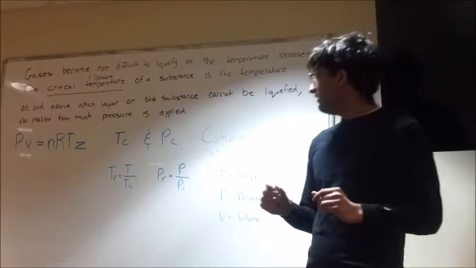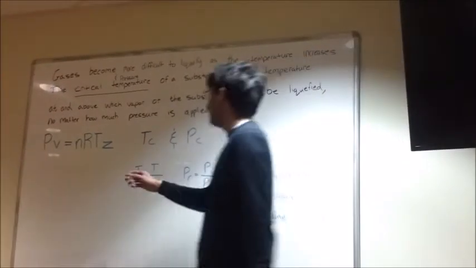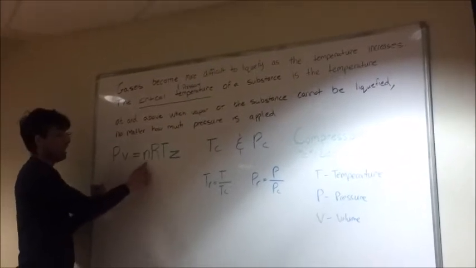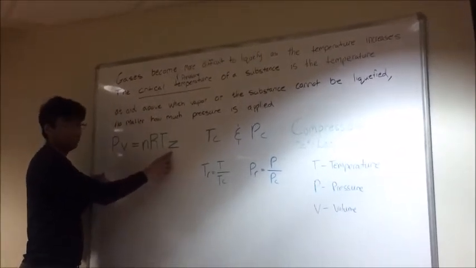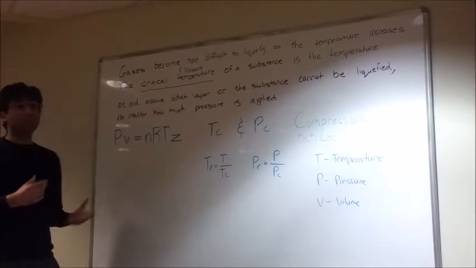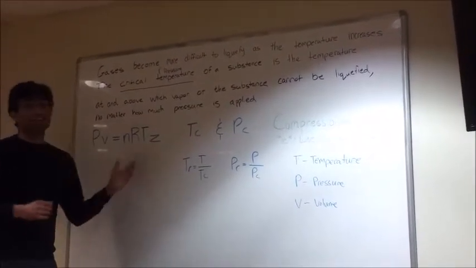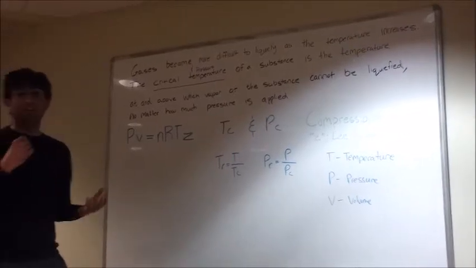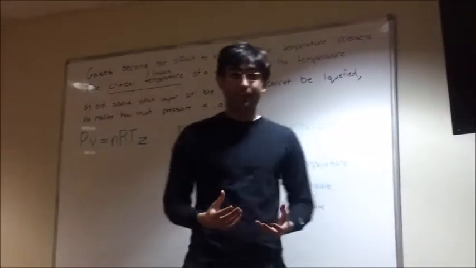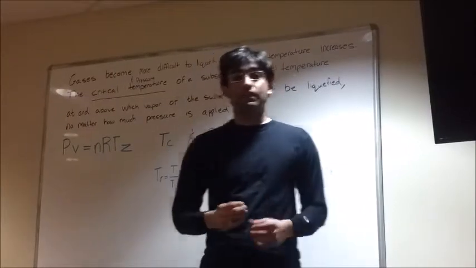Now, this Z factor is incorporated into the ideal gas law equation, PV equals nRTZ. So since ideal gas has a Z factor of 1, they normally neglect it from the equation. So when they're teaching this equation to you in class, it's PV equals nRT.